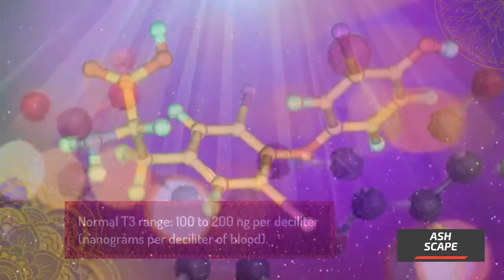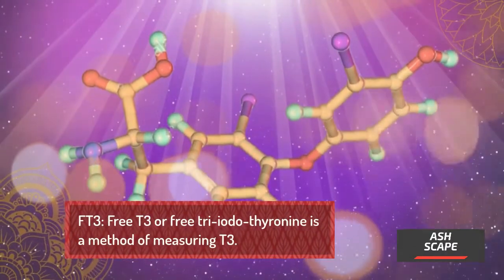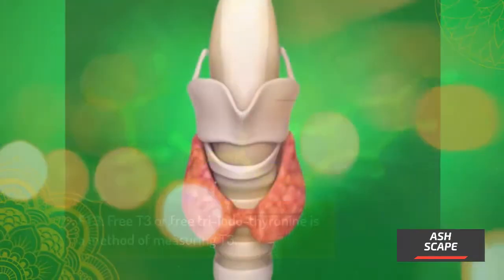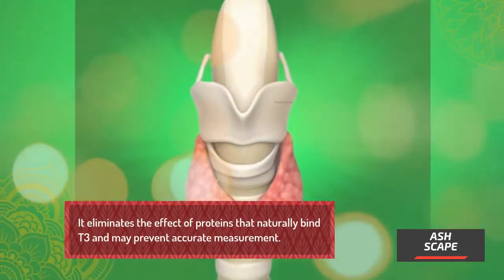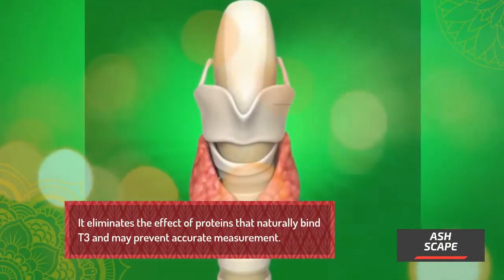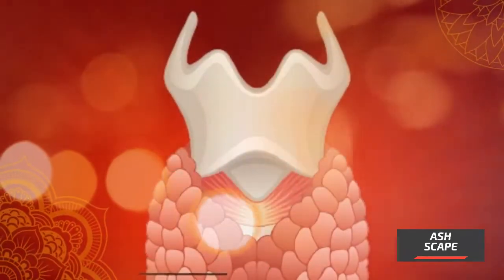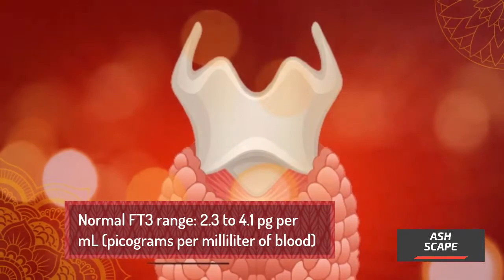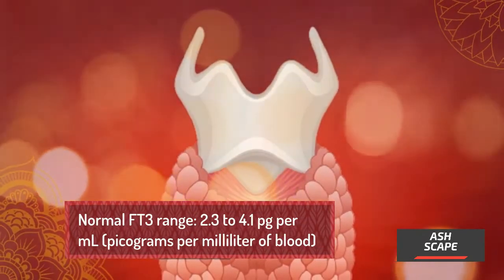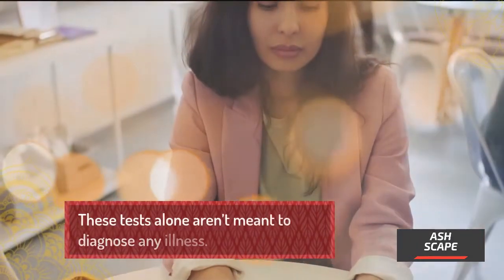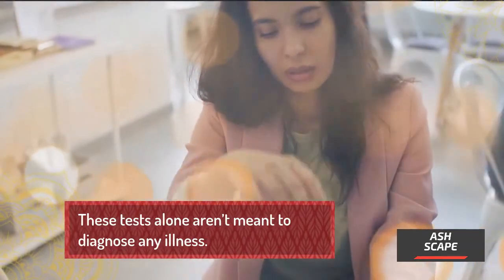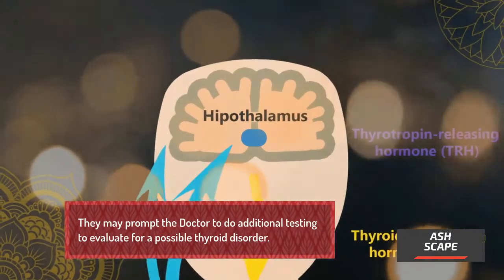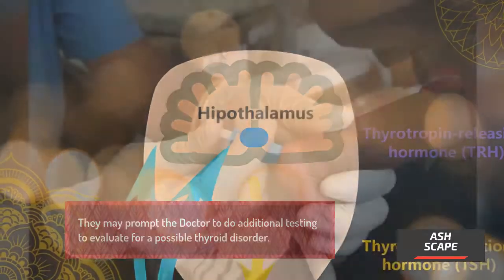deciliter of blood. FT3, free T3 or free triiodothyronine, is a method of measuring T3. It eliminates the effect of proteins that naturally bind T3 and may prevent accurate measurement. Normal FT3 range, 2.3 to 4.1 picograms per milliliter of blood. These tests alone aren't meant to diagnose any illness. They may prompt the doctor to do additional testing to evaluate for a possible thyroid disorder.